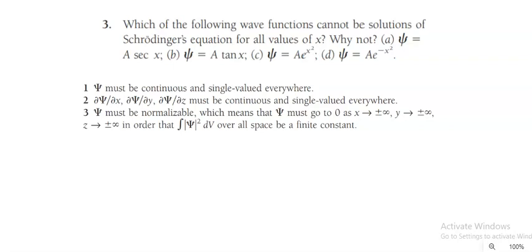So this is the third question from the quantum mechanics chapter. Which of the following wave functions cannot be a solution of Schrödinger's equation for all values of x? Why not? So here we have to check the wave function for all values of x. That means x runs from minus infinity to plus infinity. So this is the interval, and these 3 points are very important, and this is for a well behaved function.